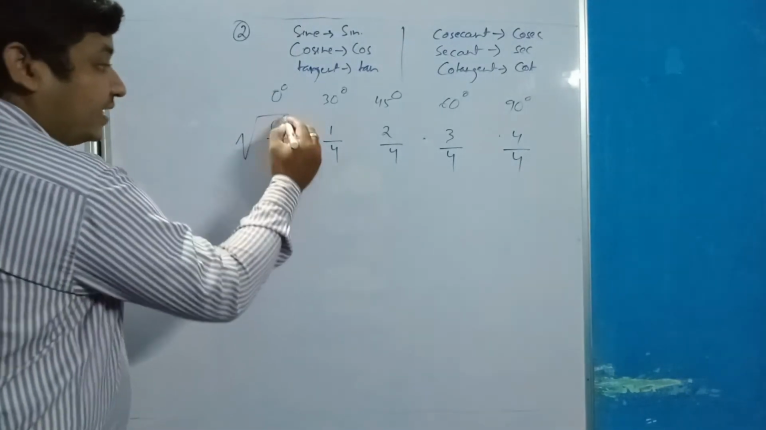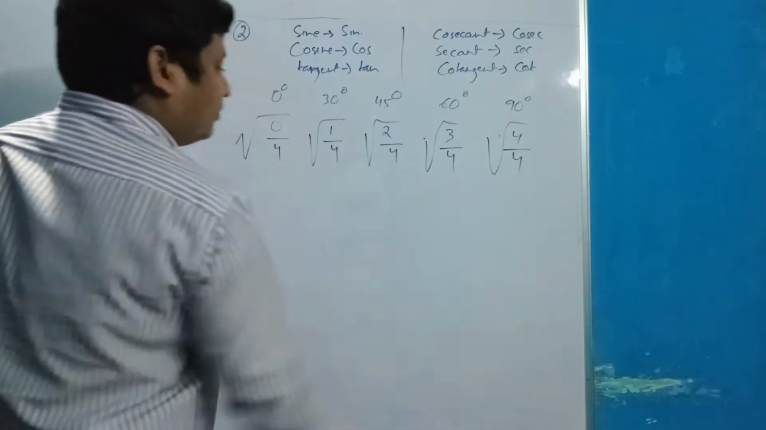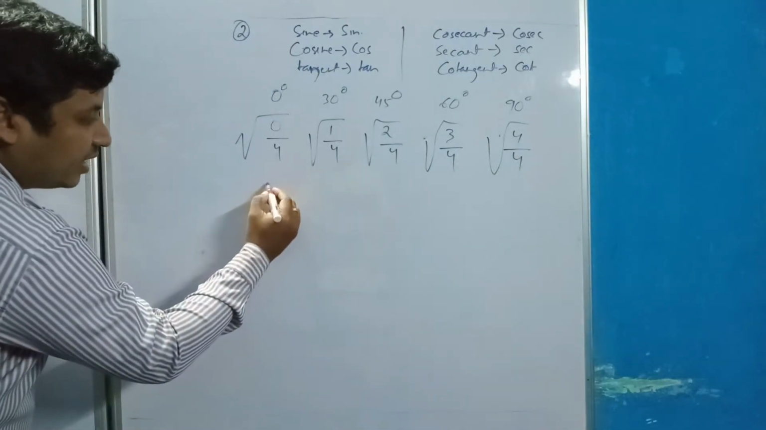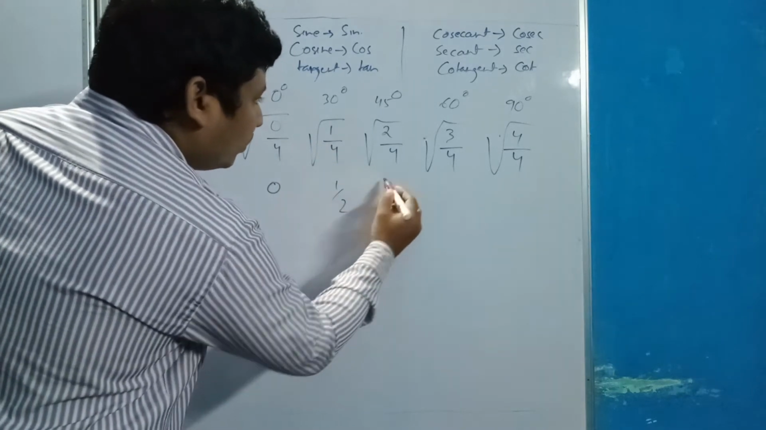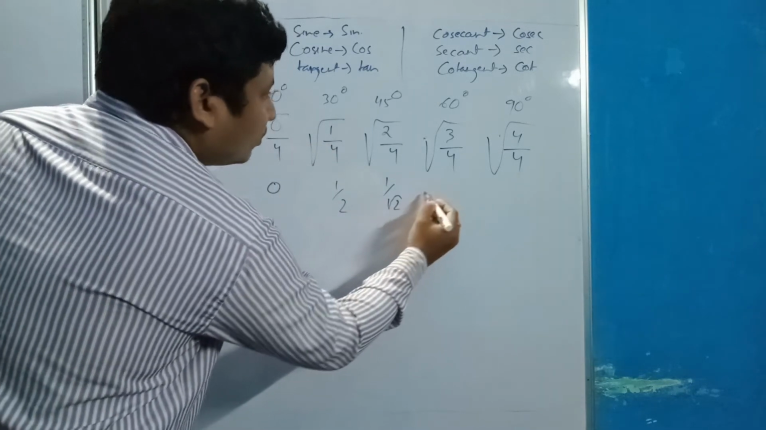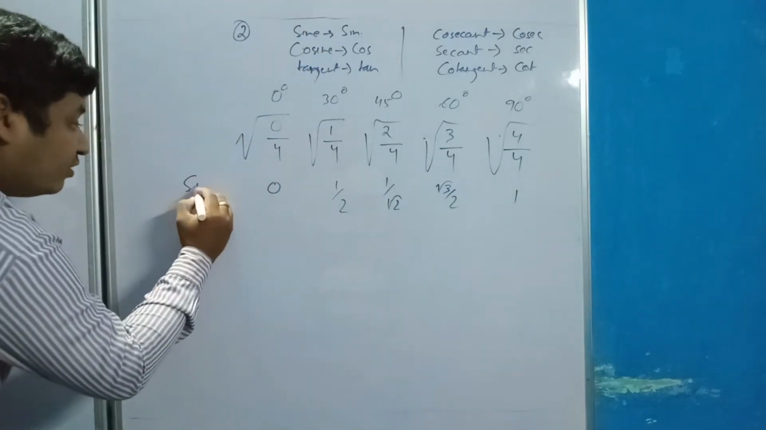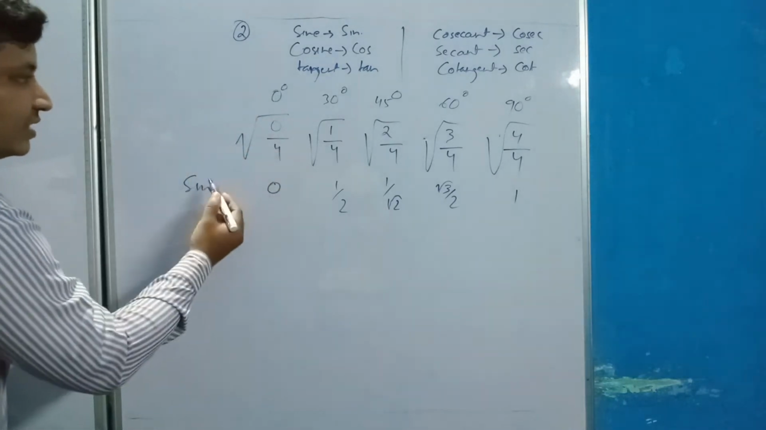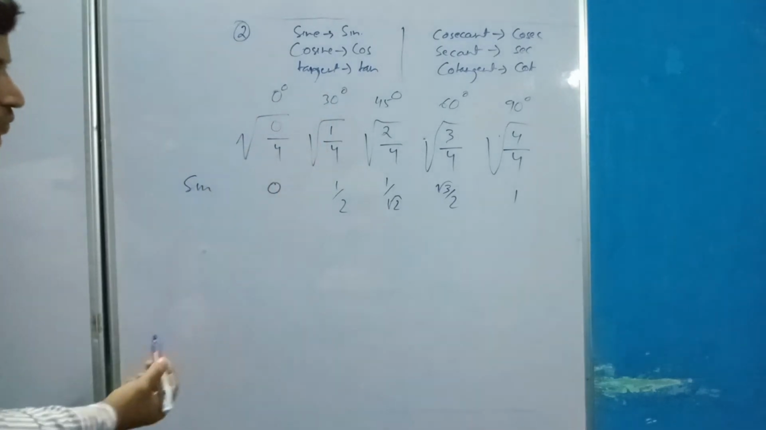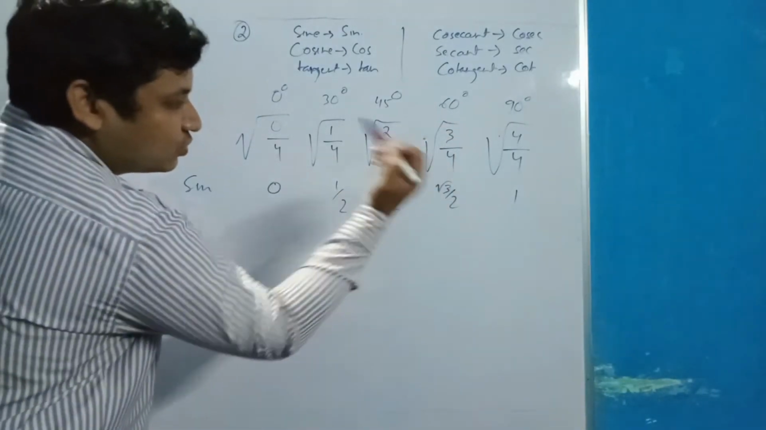then take the root of each. The values I get are 0, 1 by 2, 1 by root 2, root 3 by 2, 1. So that row is sine. Sine 0 equals 0, sine 30 equals 1 by 2, sine 45 degree equals 1 by root 2, sine 60 equals root 3 by 2.